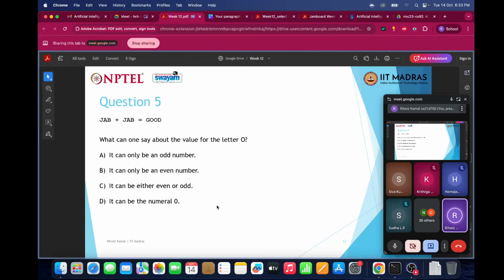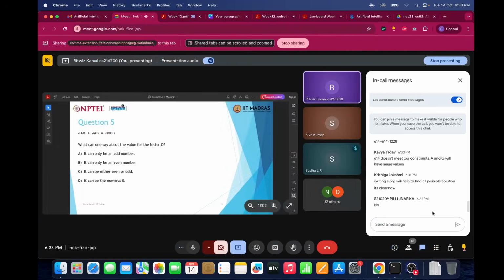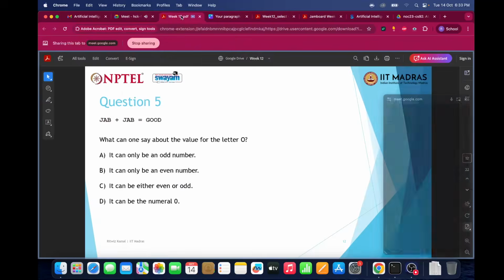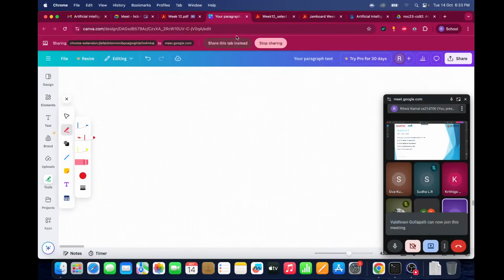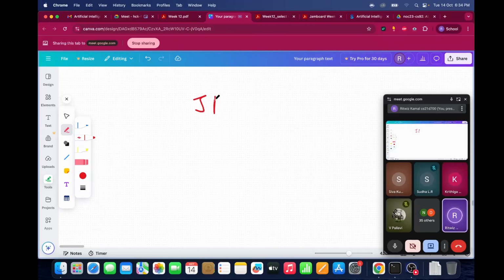What can one say about the value for the letter O? Either even or odd. Okay, so it might seem that it will be odd or even, which also makes sense. So if you have a look at it this way, let me again use the whiteboard. What do we have? We have JAB plus JAB, and we get JOOD.